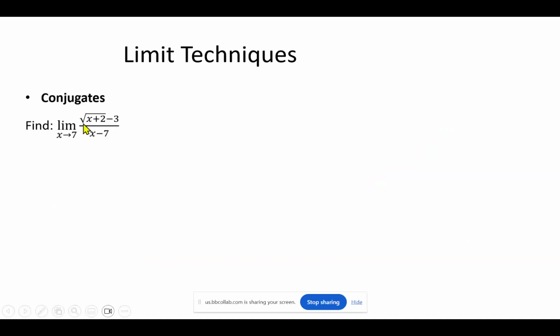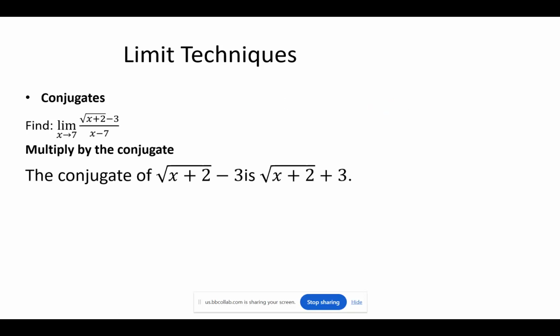Another type of problem usually has square roots, and the technique, I call it the conjugate method. Some people may call it rationalizing or rationalization, but I just prefer to call it conjugate. So when you have a square root, you can find what we call the conjugate. And let me start by mentioning it. In general, if you have a plus b, the conjugate would be a minus b. So we're going to use that in this problem.